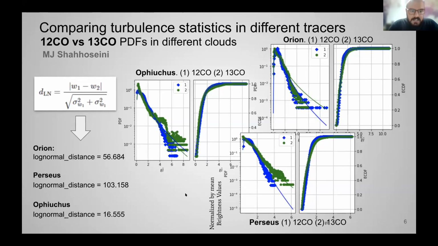The result shows that the differences in scaling for Perseus, which has a larger log normal distance, indicate differences in scaling between 12CO and 13CO. What we are measuring as a difference here is related to the differences in the log normal width of 12CO and 13CO. So in the big picture, putting all these results together, we can see how turbulence statistics would vary between different tracers or different clouds in general. Thank you very much.